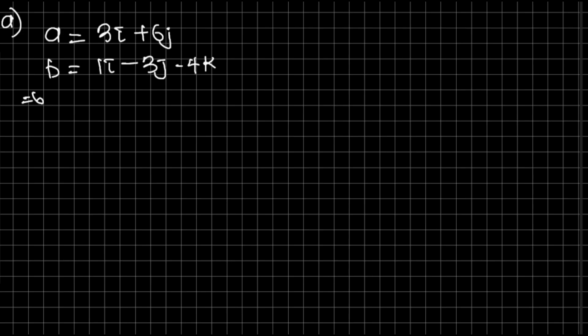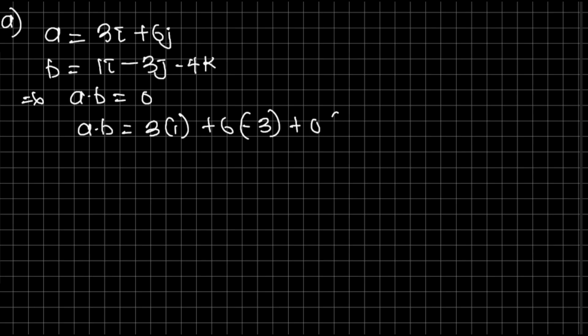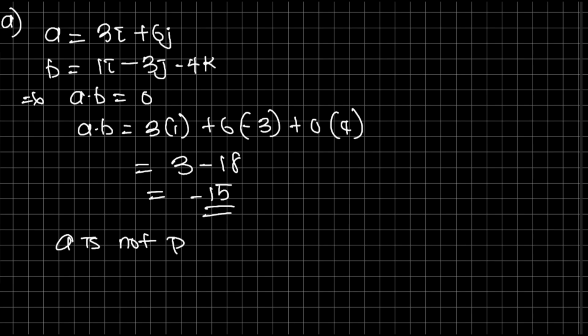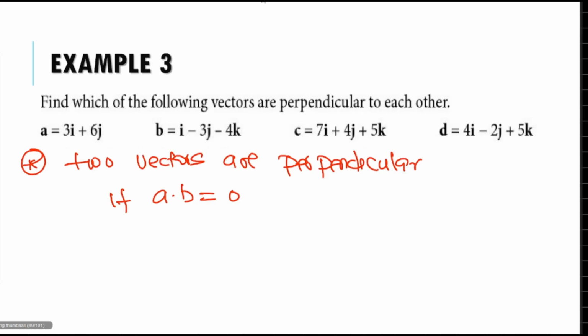So perpendicular implies we have A dot B equals 0. A dot B equals 3 times 1 plus 6 times minus 3 plus 0 times minus 4. Okay, and that is 3 minus 18, which is minus 15. So A is not perpendicular to B because the dot product is not equal to 0.